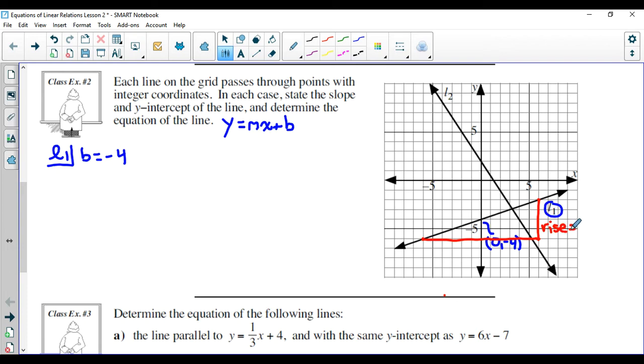Now, on this slope triangle, let's label the rise. So the rise would be equal to, well, from left to right, we're going up by 1, 2, 3, 4 units. So I'll say the rise is +4. And the run is how many units the slope triangle goes across. And that would be 1, 2, 3, 4, 5, 6, 7, 8, 9, 10, 11, 12. Okay, so let's go over here and calculate the slope now. So your slope, which is represented by the letter m, is equal to rise over run.